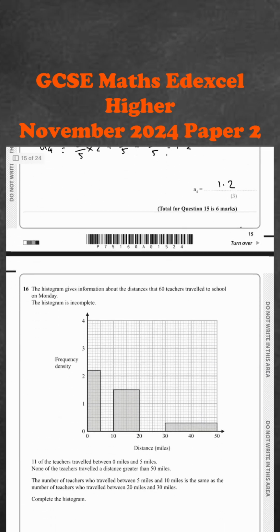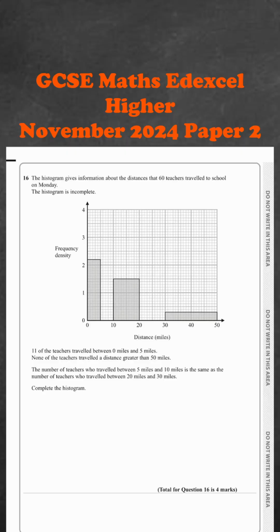And we're done. Question 16. The histogram gives information about the distances that 60 teachers travelled to school on Monday. The histogram is incomplete. 11 of the teachers travelled between 0 miles and 5 miles. None of the teachers travelled a distance greater than 50 miles. The number of teachers who travel between 5 miles and 10 miles is the same as the number of teachers that travel between 20 and 30.